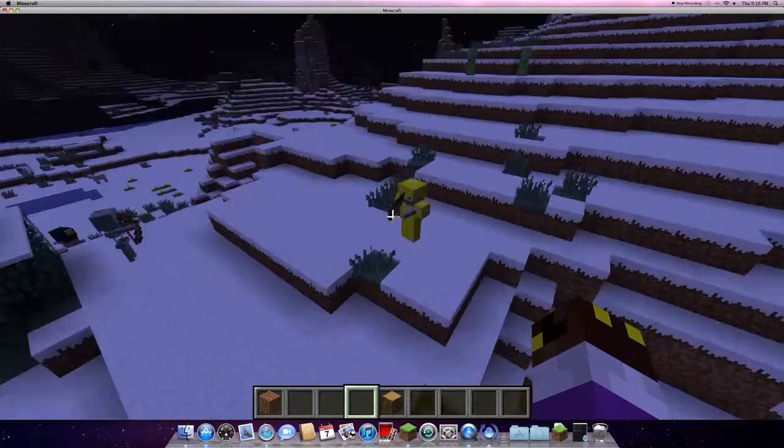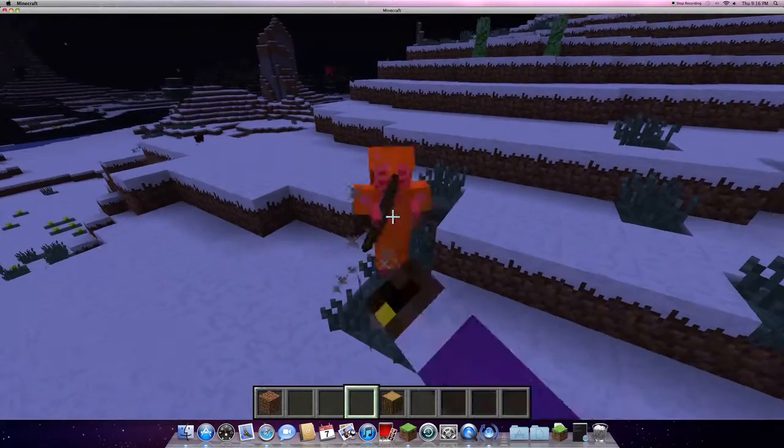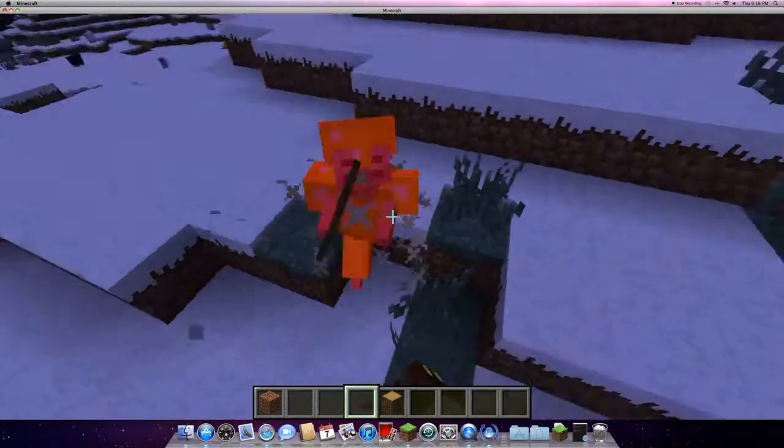What? Oh yeah, I forgot. They actually have armor now. Man, I've never seen a golden one before.